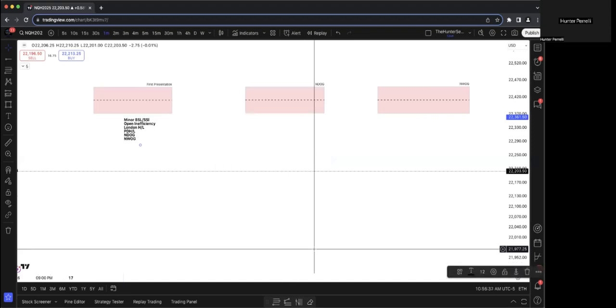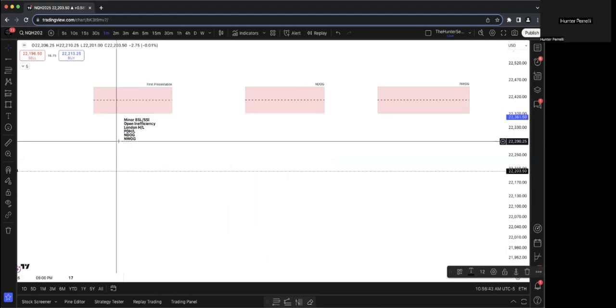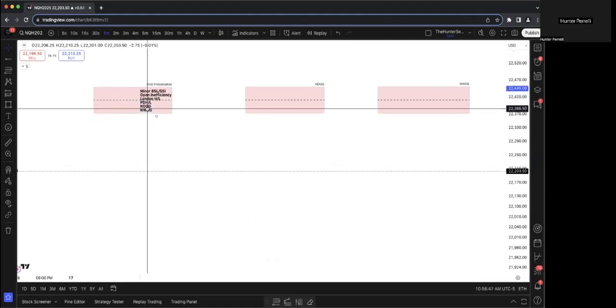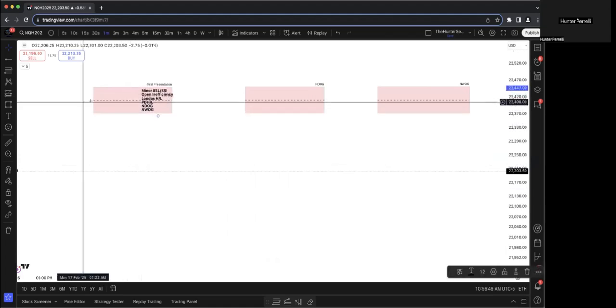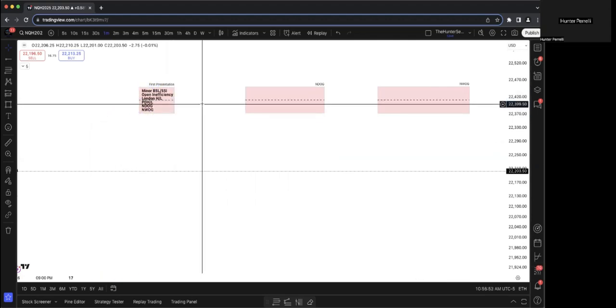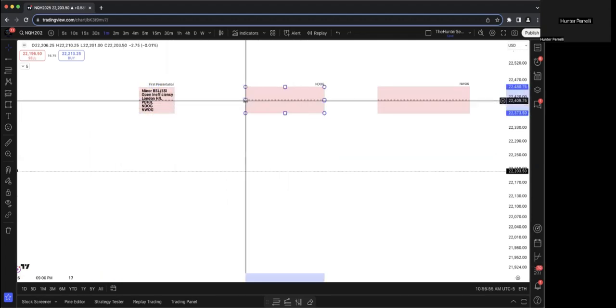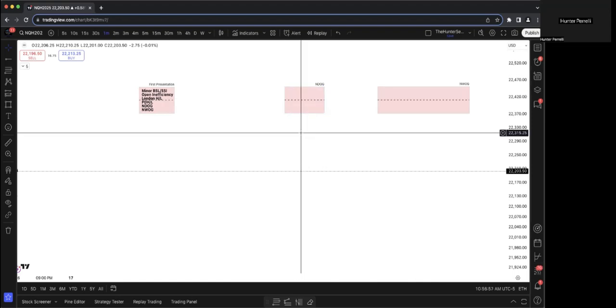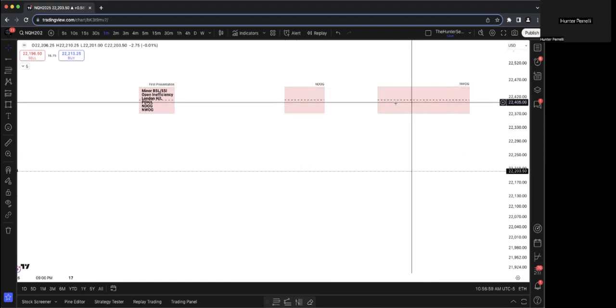Okay. So this is everything that would fall under first presentation. From there, we have one for new day opening gap. Now this is only taking entries off new day opening gap. Only taking entries off new week opening gap.